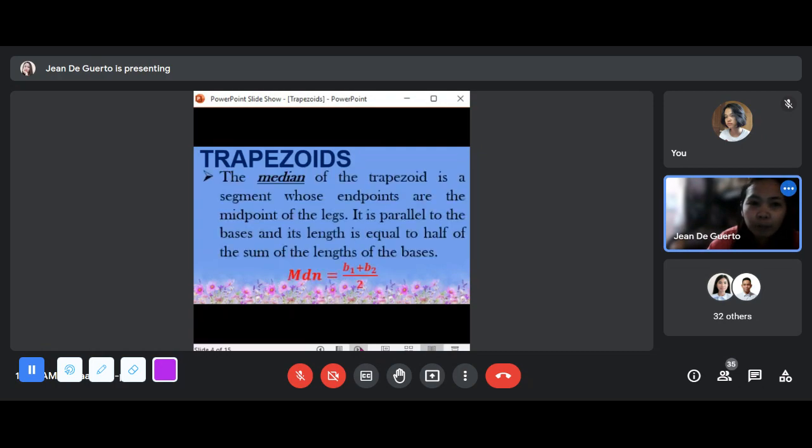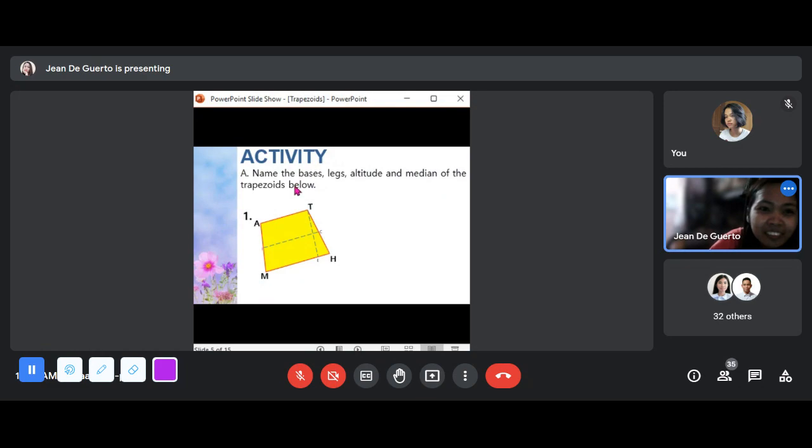Wait lang. Ito muna. Dito muna tayo. So name the bases, legs, altitude, and median of the trapezoids below. So let us have this first figure. So meron tayong side AT, side TH, segment HM, segment AM, tapos meron tayong line segment IC, and line segment TE. Who would like to name the two bases of this trapezoid? What are the two bases?